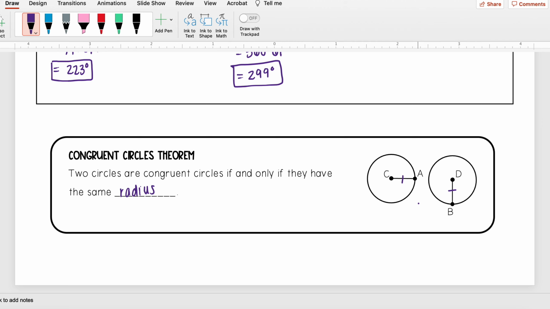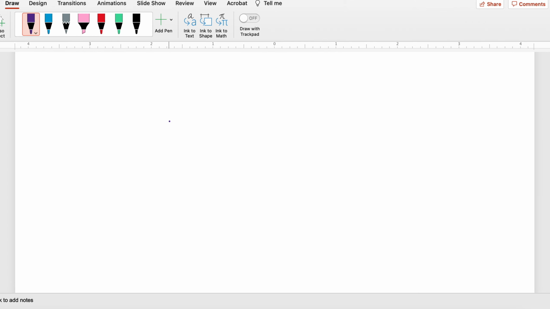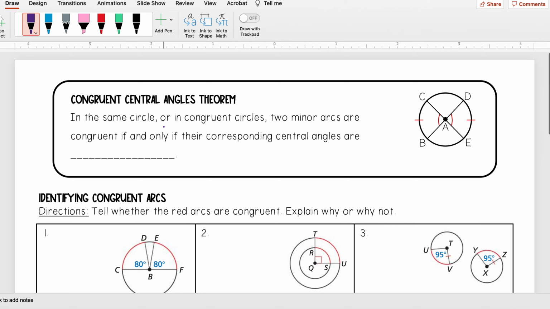So if I see that two circles have the same radius, I can then therefore say that those two circles are congruent. Or if I am told that two circles are congruent, I can then say they have the same radius. Both those statements lead to the other.